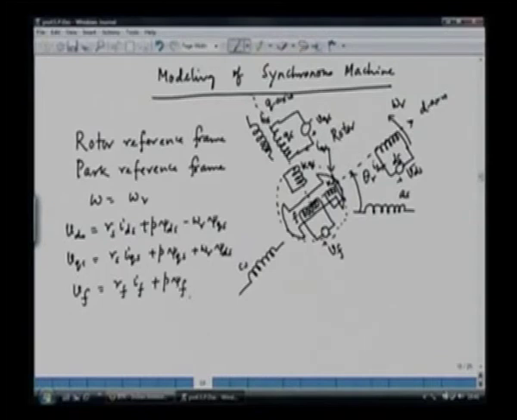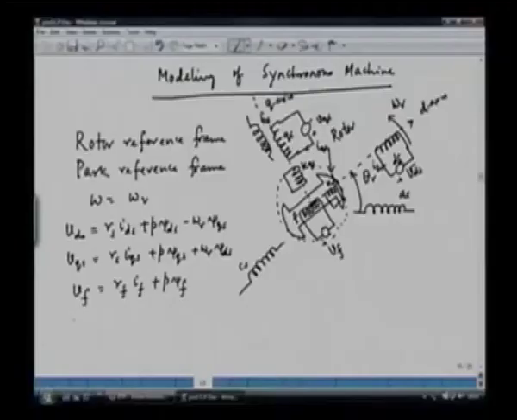The rotor doesn't have any rotational induced EMF because the reference frame is attached with the rotor. So with respect to the rotor, the reference frame is not moving. So the relative velocity between the reference frame and the rotor is 0 because we have chosen the rotor reference frame, and hence the rotor does not have any rotational induced EMF because the relative velocity is 0.